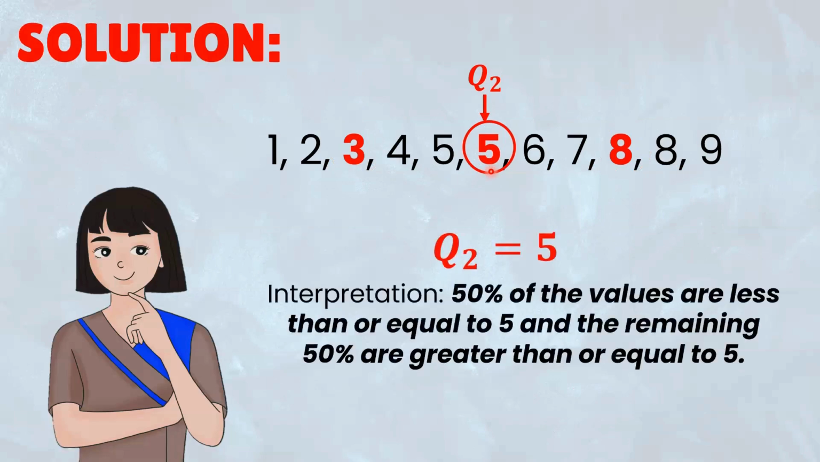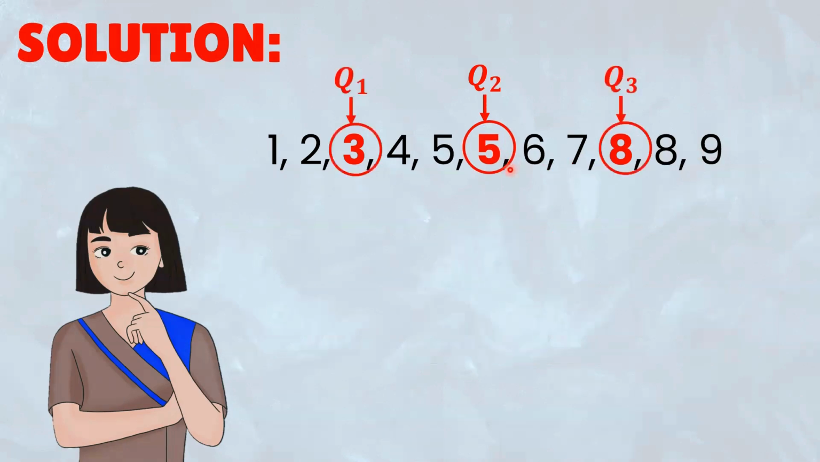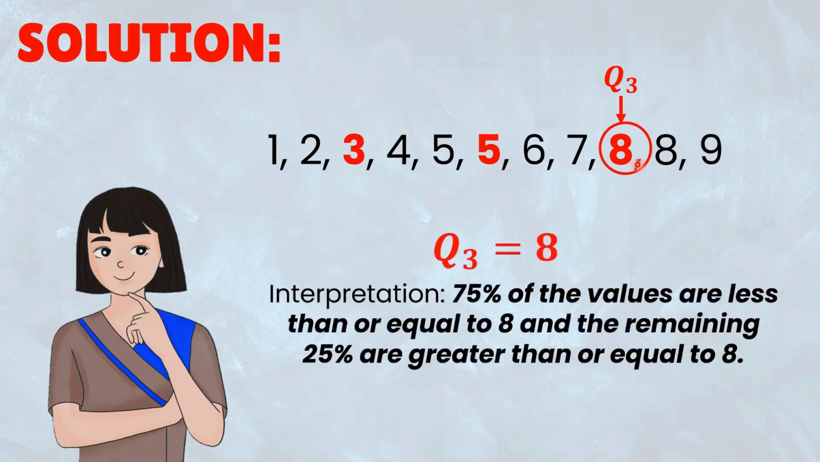the score of 5, which falls on quartile 2, means that 50% of the values in our data set are less than or equal to 5. And the remaining 50% are greater than or equal to 5. Okay? Finally, a score of 8 falls on quartile 3. It means that 75% of the values here are less than or equal to 8. And the remaining 25% are greater than or equal to 8.